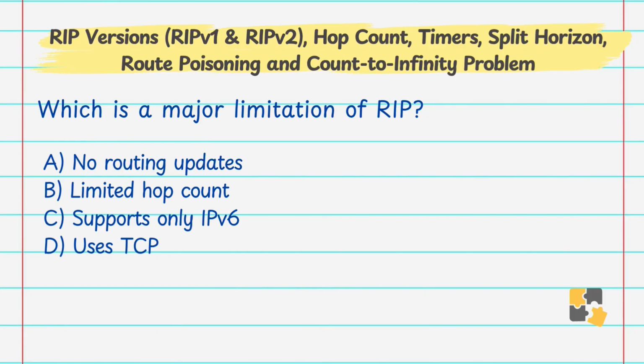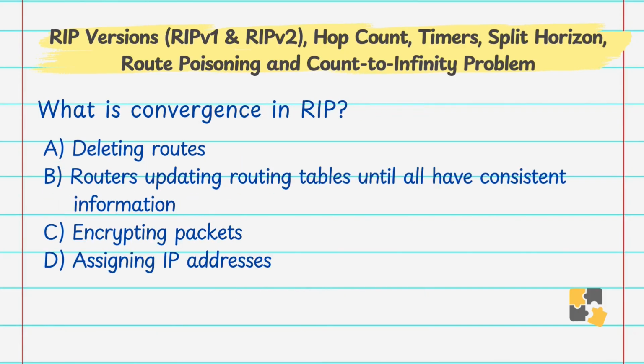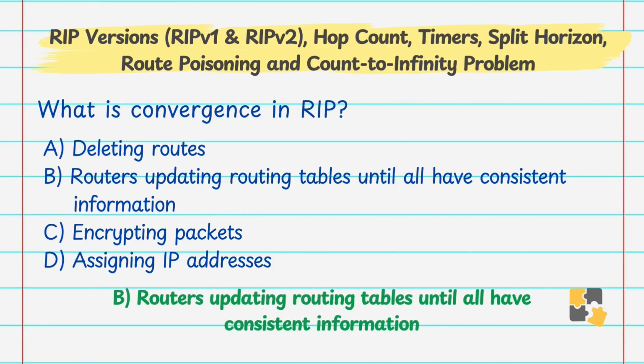What is convergence in RIP? A. Deleting routes, B. Routers updating routing tables until all have consistent information, C. Encrypting packets, D. Assigning IP addresses. Answer is B. Routers updating routing tables until all have consistent information. Convergence occurs when all routers agree on the current network topology.